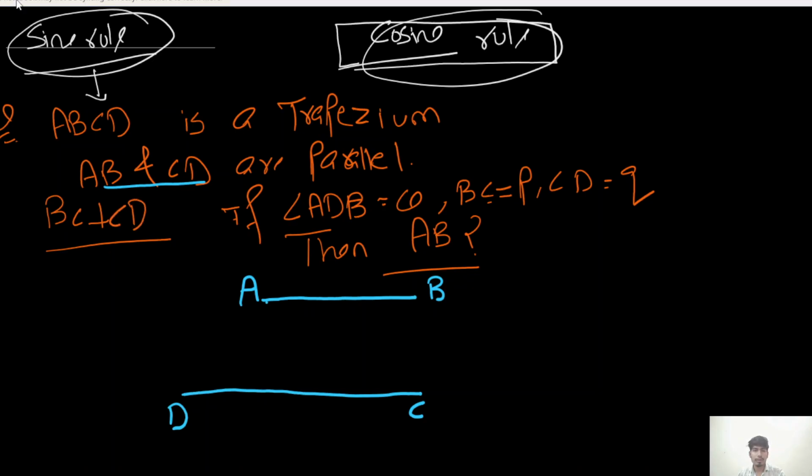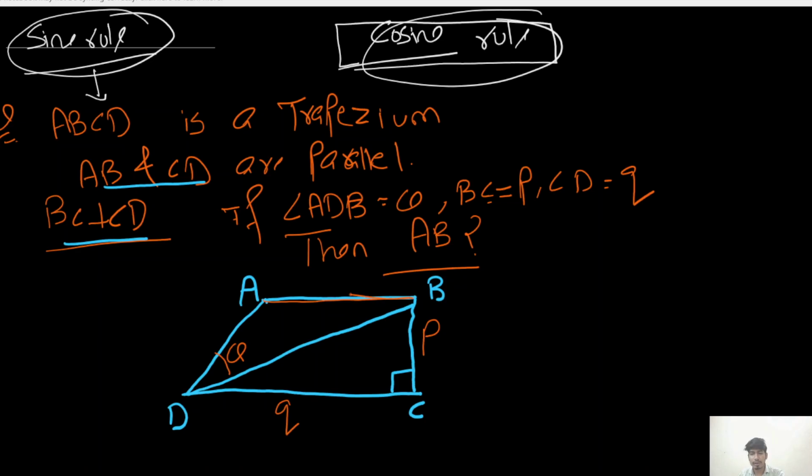So let's make the diagram. This is our AD and this is our BC. Given that BC is perpendicular to CD, this is a 90-degree angle, and angle ADB, this angle, is theta. The length of BC is P, CD is Q. Then we have to find this length. Let this length be X.